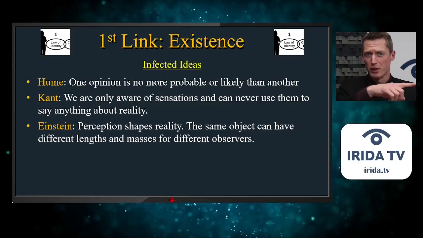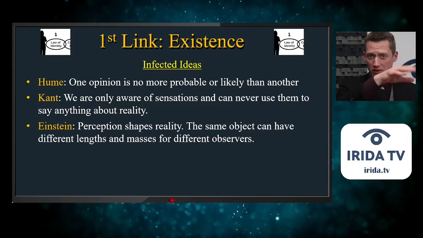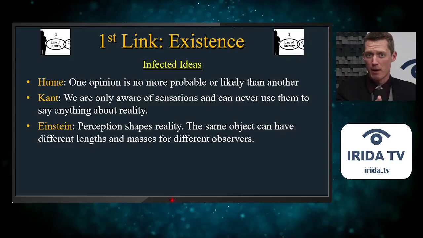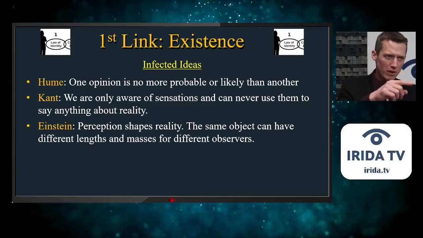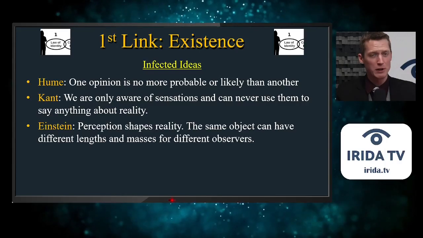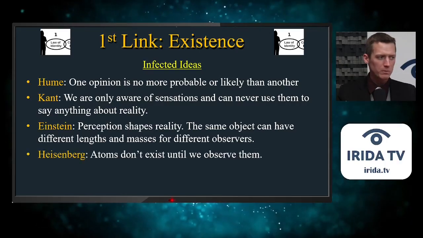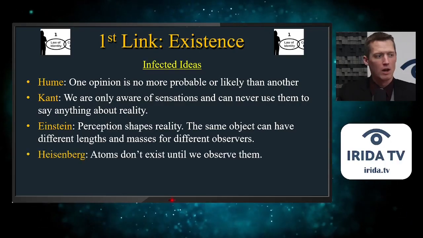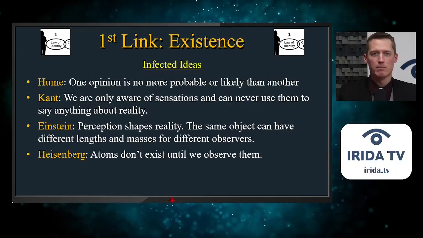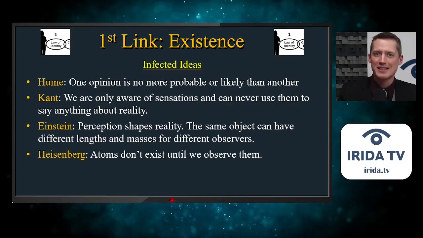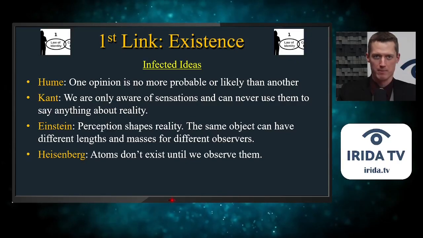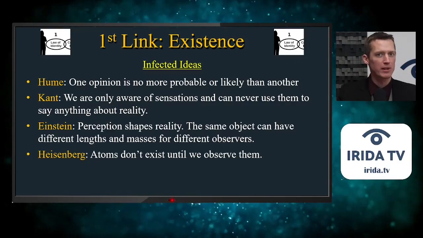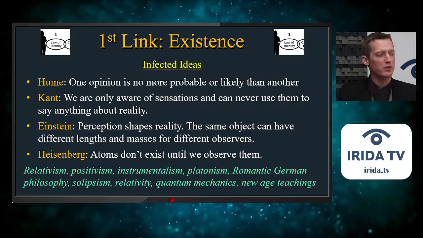And if you listen to the philosophic corruption of physics, you'll see that all these ideas from scientists actually derive from figures like Hume and Immanuel Kant. Heisenberg, the guy that came up with the Heisenberg uncertainty principle: atoms don't exist until we observe them. Crap. Breaks the first link.